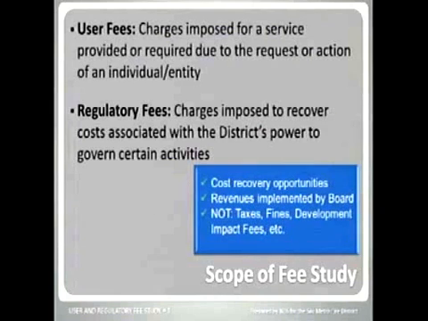They're implemented by the board, and we're not talking at all tonight about fines, development impact fees, I think what you guys call the capital facilities fees. That's not what we're talking about tonight, and we're not talking about taxes.